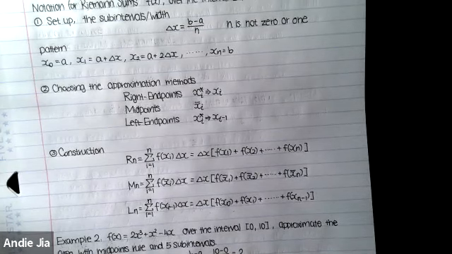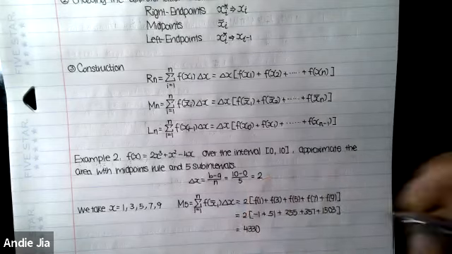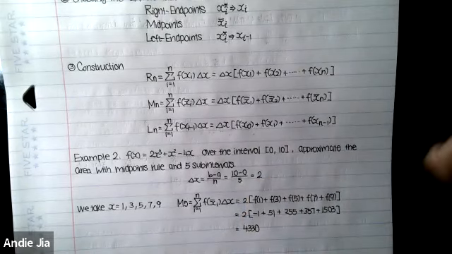Now add them up: negative 1 plus 51 plus 255 plus 1503 plus 707, which is 2515. Times 2, the final answer should be about 4,330 is our midpoint approximation.